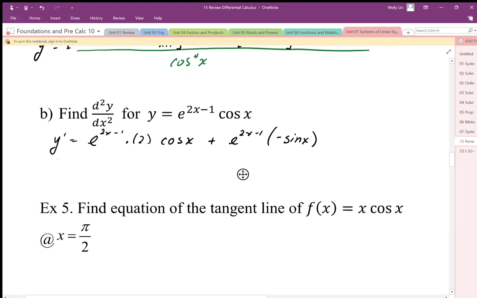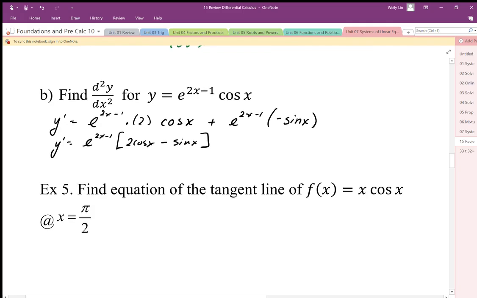We do need to clean this up a little bit so that we can apply the second derivative. Okay, so that we're going to end up with 2e to the 2, let's factor that out. So e to the 2x minus 1 times 2 cos x minus sine x. Okay, so there's our first derivative.